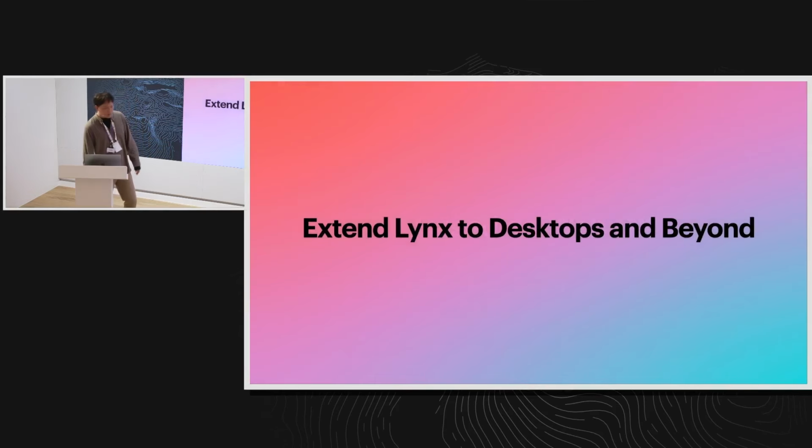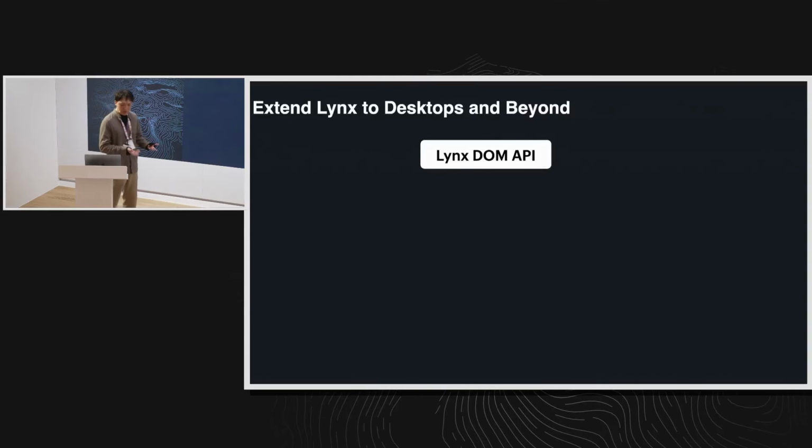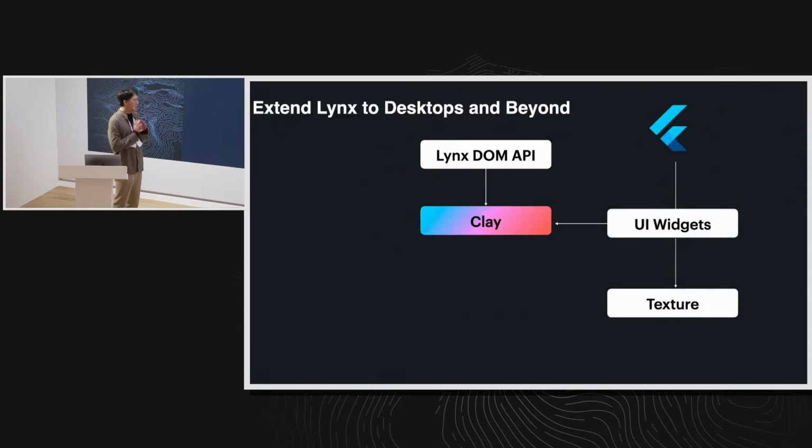So my topic today is about extending Lynx to desktops and beyond. How did we achieve it? By mapping the Lynxtron API into a component. We call it Clay. Clay is a library that we forked from Flutter and transformed into a UI widget library, which renders UIs into texture. As people may notice, we use native UI on mobile, but we use custom-drawn UI on desktops.